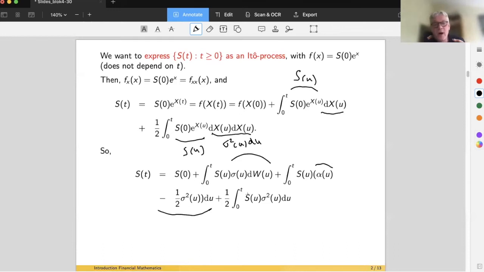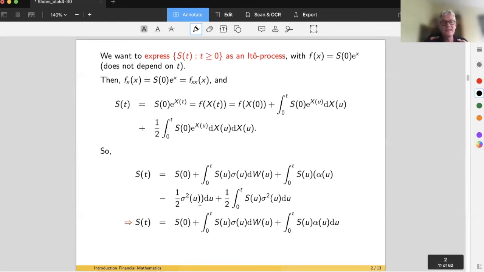So these are the parts that we get when we substitute this, when we try to express this as an Ito process, and we also see that some terms cancel out. The term here, S_u 1/2 sigma squared_u du with a minus sign is here with a plus sign, so they cancel each other out. So what remains is the following: S_t is equal to S_0 plus the integral from 0 to t, S_u sigma_u dW_u plus the integral from 0 to t, S_u alpha_u du.